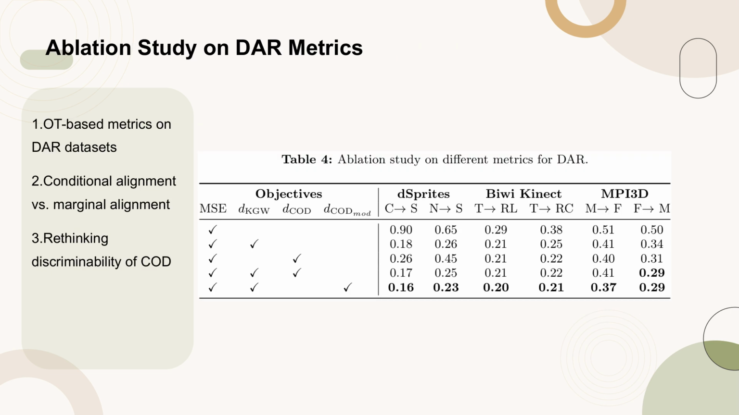Table 4 presents an ablation study on various metrics for domain adaptation regression (DR). The study evaluates different objectives across datasets like dsprites, BioWeConnect, and MPI3D. Key observations include the promising results of OT-based metrics on DR datasets, where conditional alignment with COD outperforms marginal alignment with KGW on MPI3D and BioWeConnect. The study also highlights the necessity of combining KGW and COD for challenging tasks, as well as the effectiveness of rethinking the discriminability of COD, which ensures lower MAE values across all datasets. Overall, the results underscore the importance of conditional alignment in successful DR.